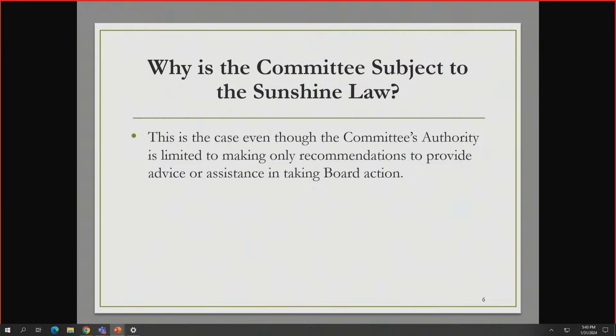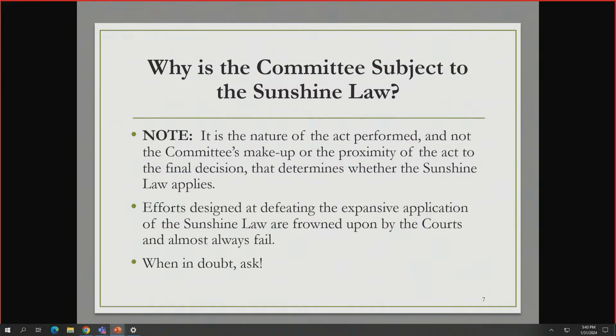It would not be the case if it were typically just a group of staff, for example, who were making a technical argument to the board, but you are actually reviewing statutes and policies to suggest to the board whether to put books back on the shelf or not. Next slide, please. And again, it is the nature of the act, not the makeup, not the proximity of the act to final decision that determines whether the Sunshine Law applies.